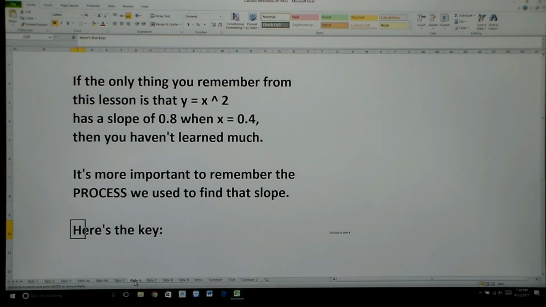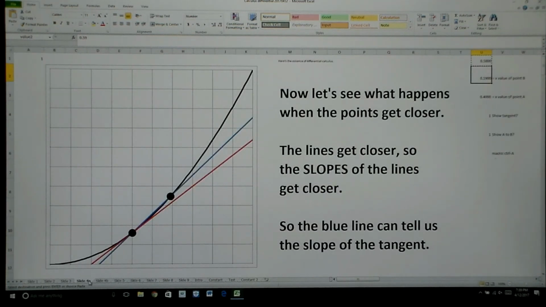It's more important to remember the process we used to find that slope. Here's the key. What we're looking at here, and we're seeing what happens when the 2 points get closer and closer together, is the essence of differential calculus.